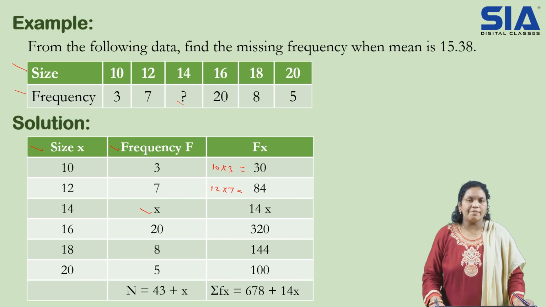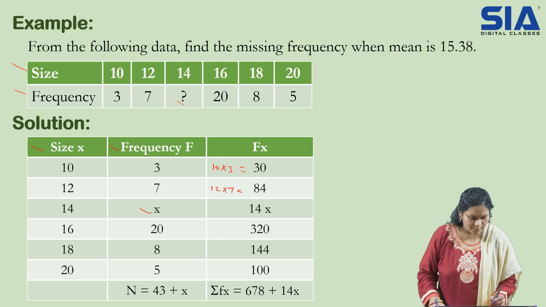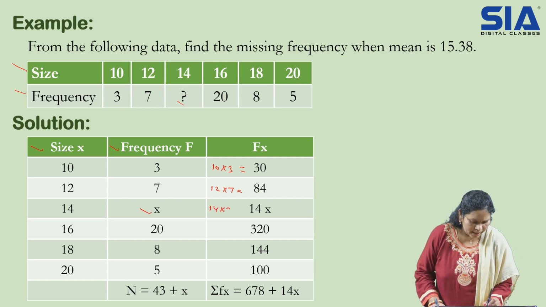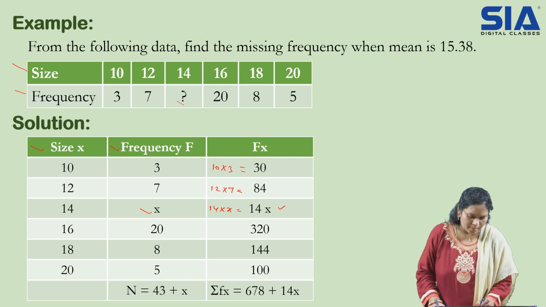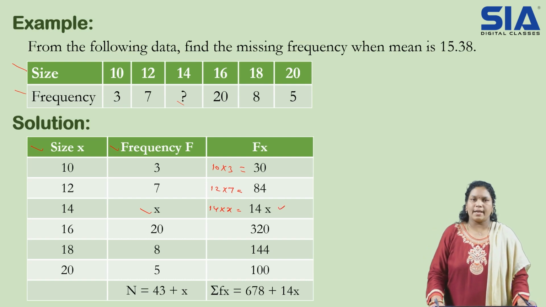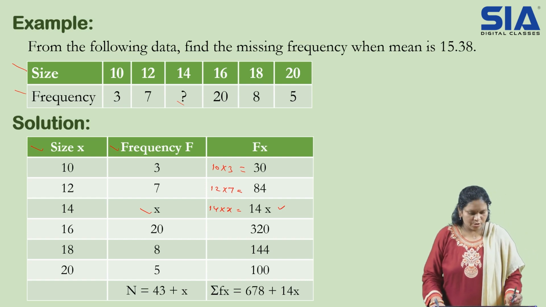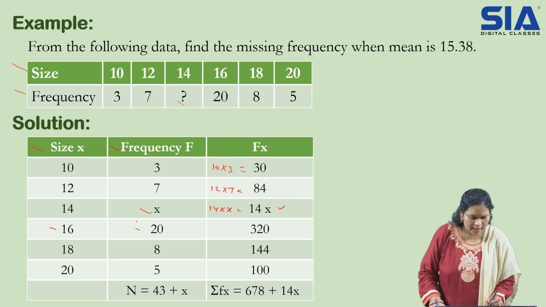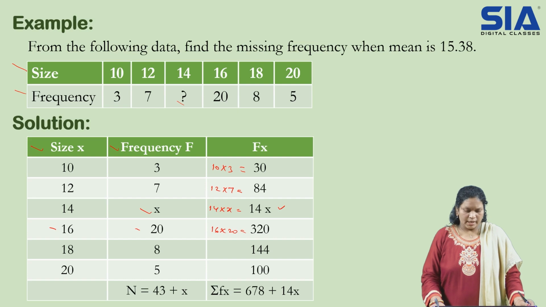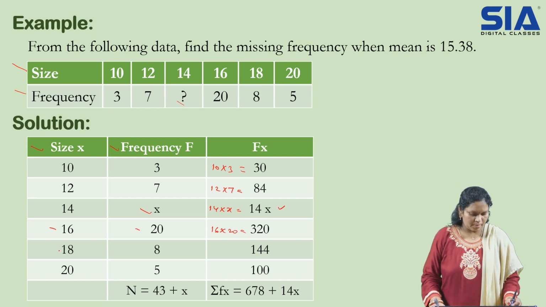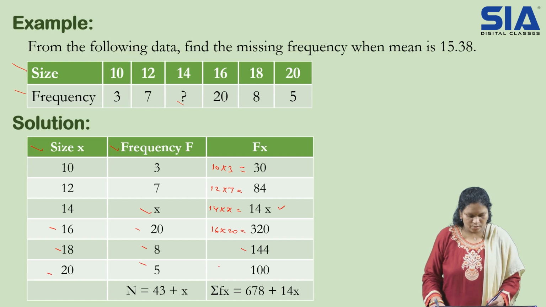Now check the third one, x is there, right? So how to do here, 14 into x goes to 14x, because we can't multiply with the variable, simply we have to write it beside that. So 14 into x goes to 14x. Next value as usual, 16 into 20 you do, you'll get 320. Similarly go for next values multiplication, 18 into 8 goes to 144 and 20 into 5 goes to 100.